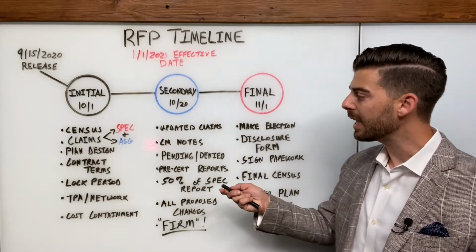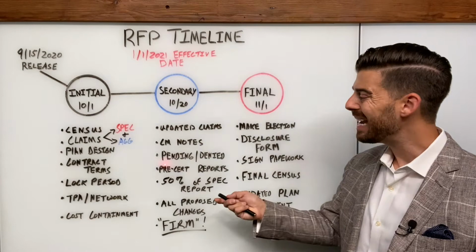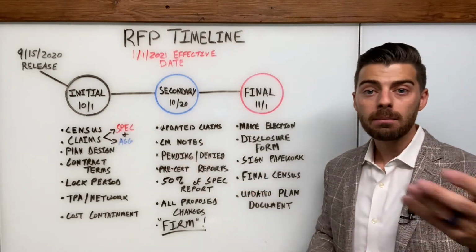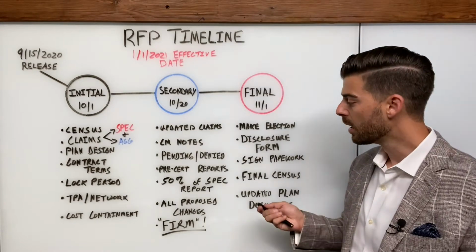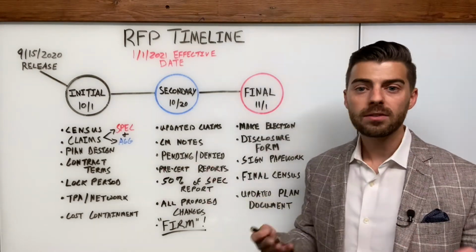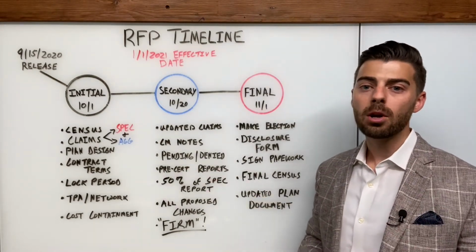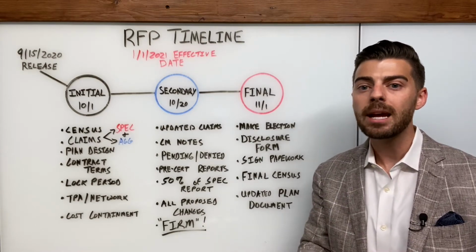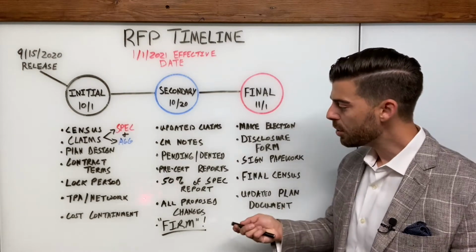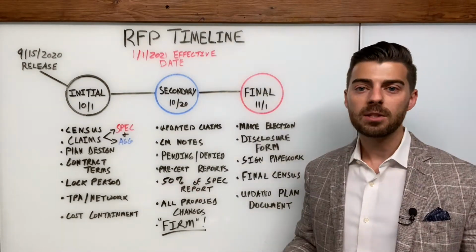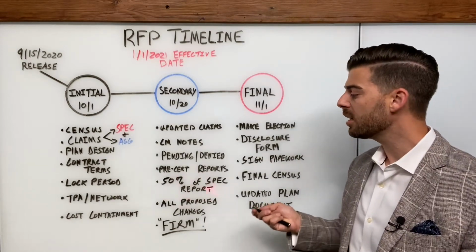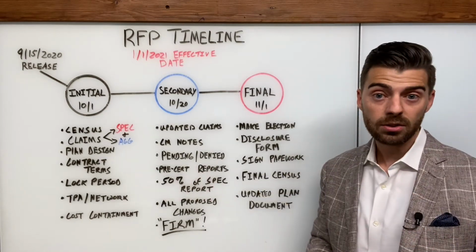That would be things like case management notes, pending and denied report, pre-certification reports for imminent procedures that are on the horizon. And then the 50% of spec report. This is crucial, okay? Just because you gave them large claims doesn't mean you've given them large claims down to a threshold that's adequate to make their final determination. So usually they ask for 50% of spec. So assuming $100,000 spec, they want to see any and all large claims above $50,000 as an example.